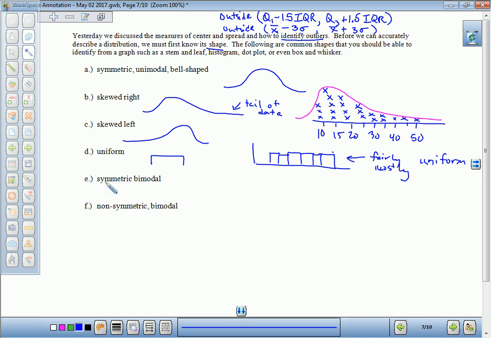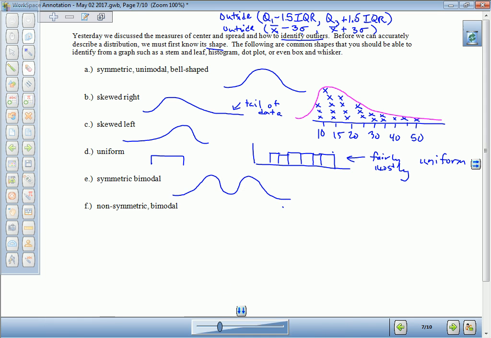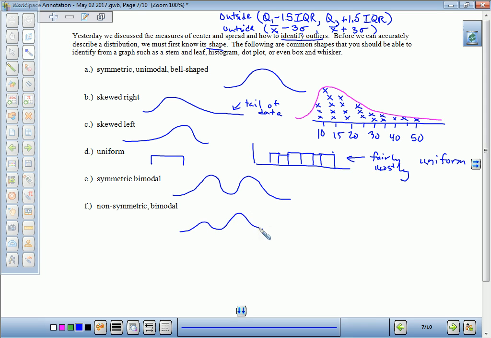Okay? Symmetric, think about what that means, and bimodal. What do you think bimodal means? Two peaks. So they're going to look very similar, but we're going to have two of them. Symmetric and bimodal. Now the last one is non-symmetric, yet bimodal. So non-symmetric, we might have one. There we go.